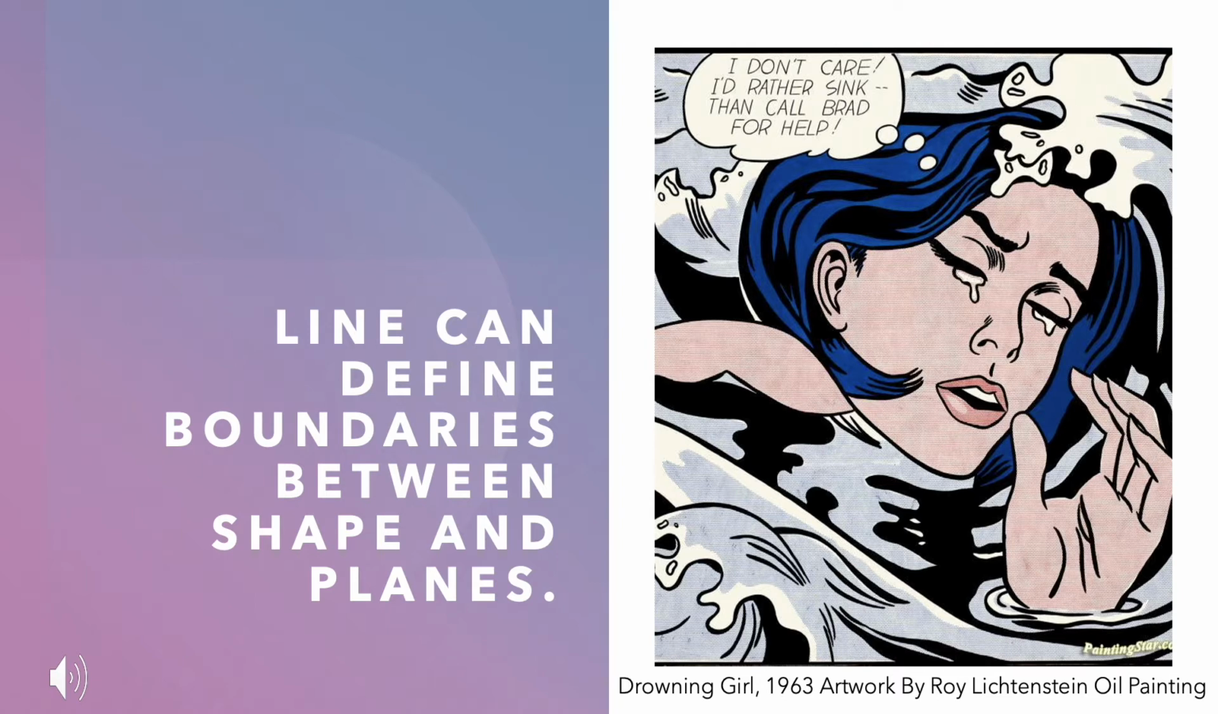Roy Lichtenstein is known for creating oil paintings based on comic strips. He copies the style of printed comics and makes liberal use of outlining. This technique tends to flatten the space in the artwork, making everything seem more two-dimensional and lacking depth.